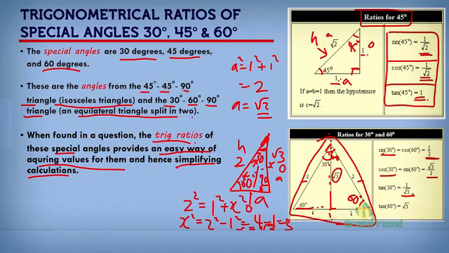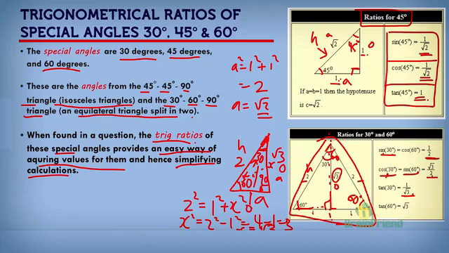Let's look at the 60 degrees, okay? Our 60 degrees, sine 60 degrees will be opposite here, all over hypotenuse. So we have root 3 over 2. Sine 60 degrees is root 3 over 2, which coincidentally is also the same as cos 30 degrees. So that's why we say cos 30 degrees is equal to sine 60 degrees, which is root 3 all over 2.